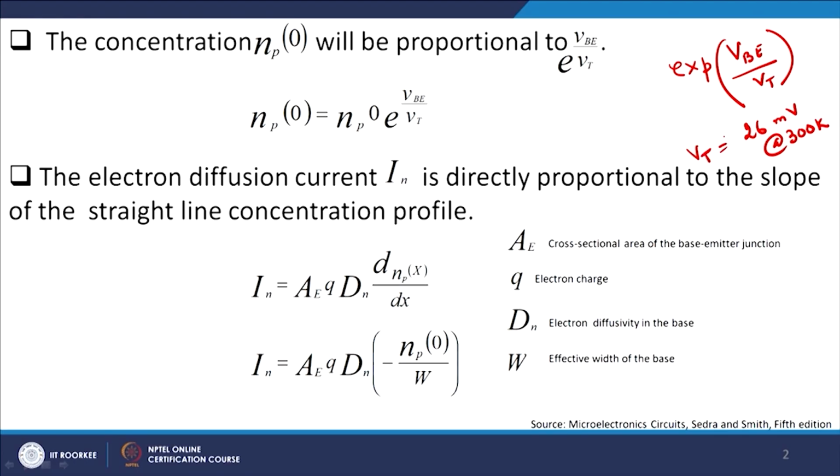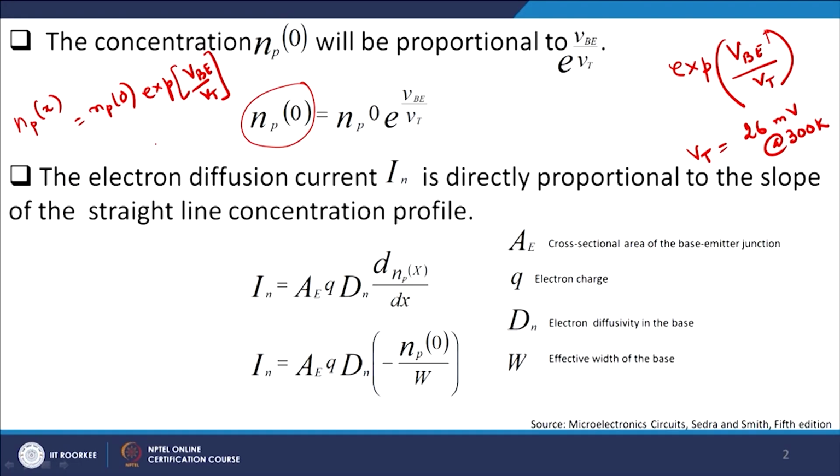Which means that as VBE, the base to emitter voltage, increases, the value of Np0 changes. It should not be Np0; the formula is that Np(x) at any point equals Np0 times e to the power VBE by Vt. Please make a correction here: Np(x) will equal Np0 exponential VBE by Vt.